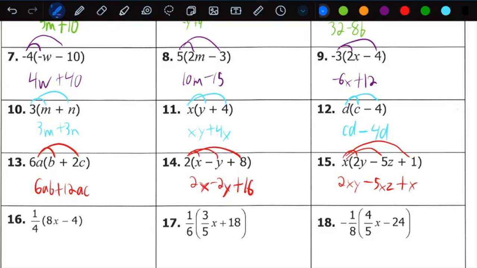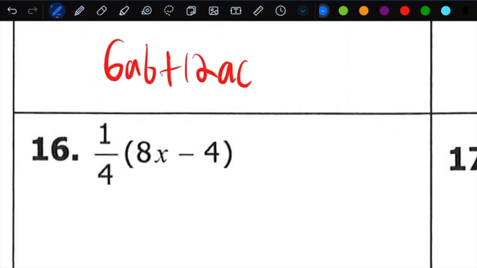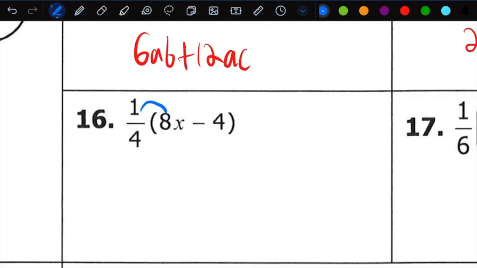Next, we have number 16, where we have 1/4 times this parentheses. So as I do this with a fraction, it can be easy to get very messy on this type of problem. So what I'm going to do to be careful here is I'm going to do my work off to the side to keep everything a little more organized.